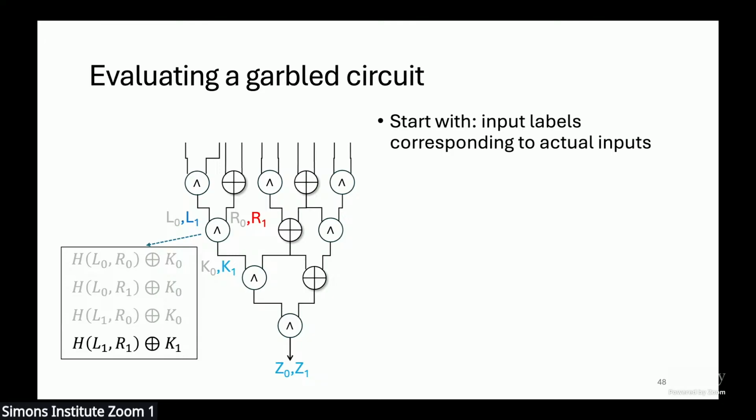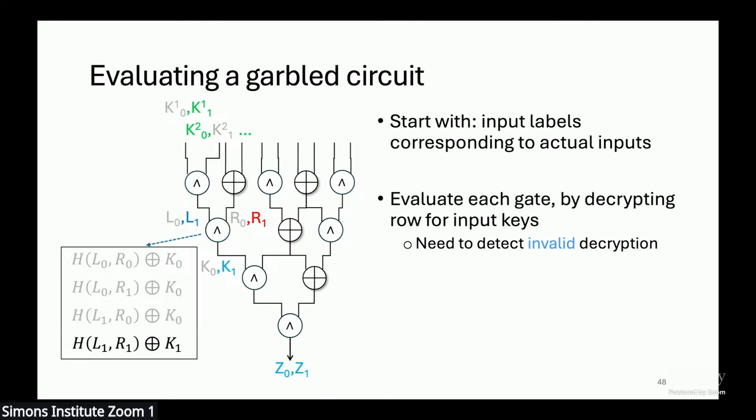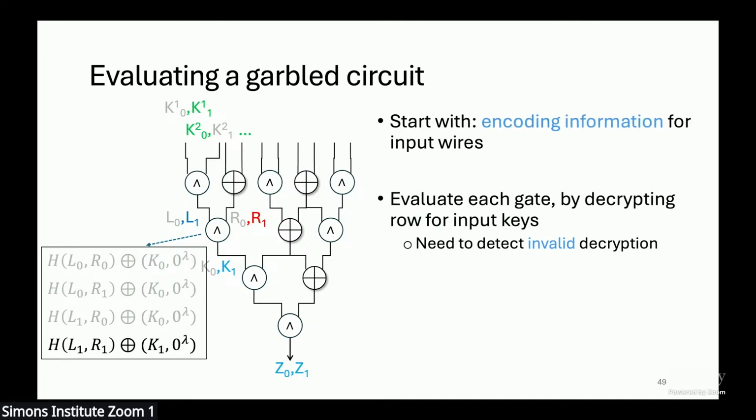then I don't even know which row to look at in this encrypted truth table. So I need some extra mechanism to detect invalid encryption. And one way of doing this is to add some zero padding to the labels such that I can kind of trial decrypt every row in the table until I get one which has this matching padding of zeros.